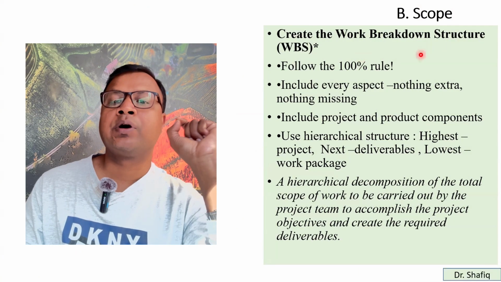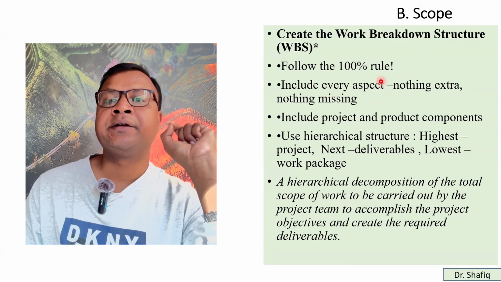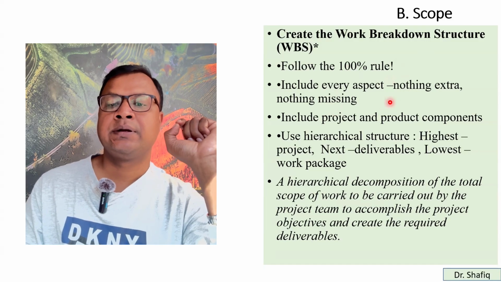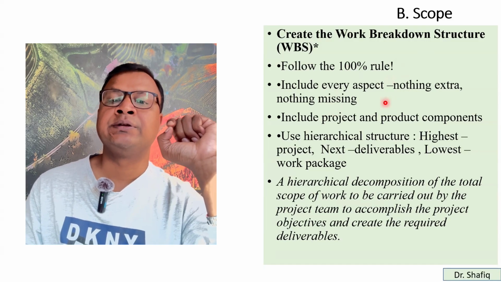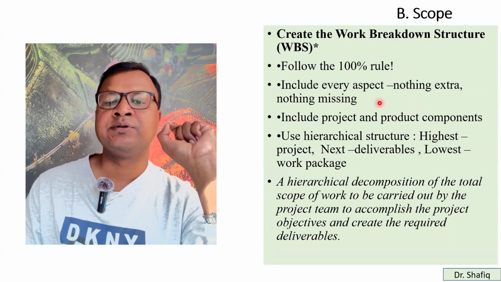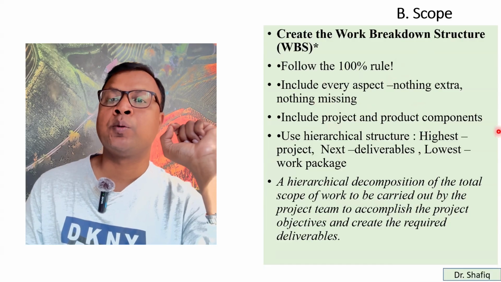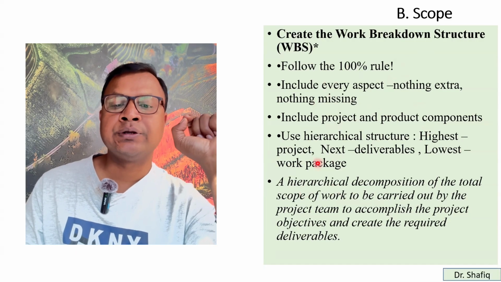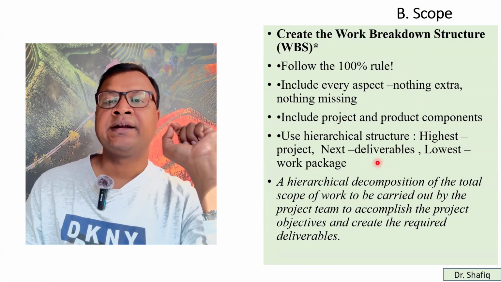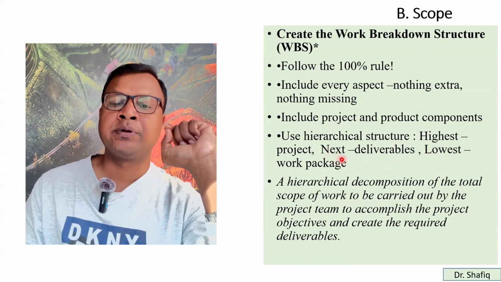To create the work breakdown structure, you should follow the 100% rule. It means every aspect should be included in the breakdown structure. Nothing extra, nothing missing. And the WBS also includes project and product components. It should use a hierarchical structure: highest the project, next deliverables, lowest the work package. So you have to break down everything.